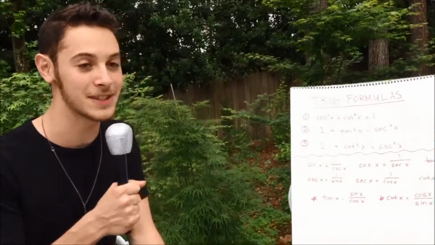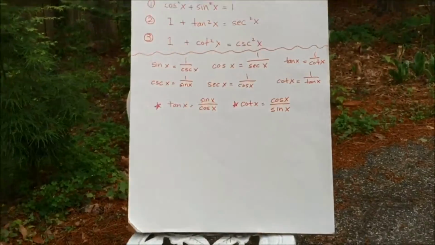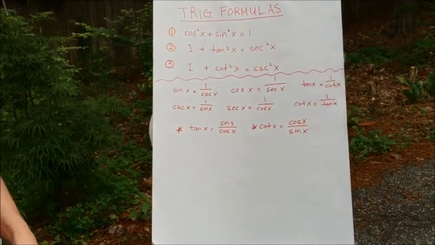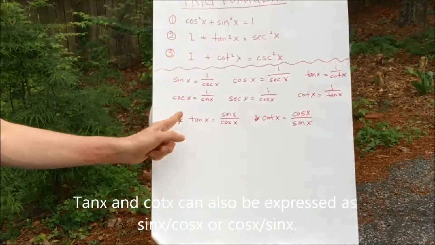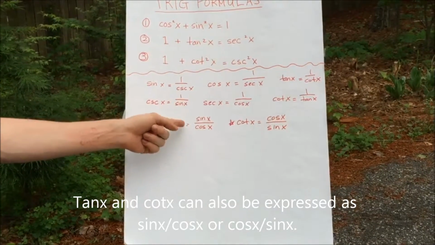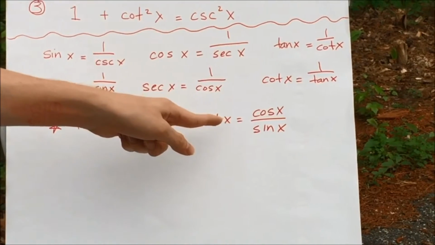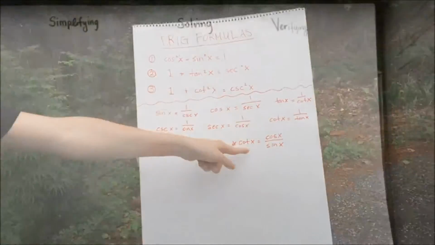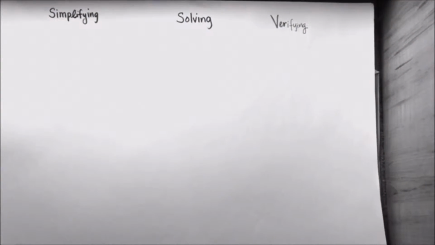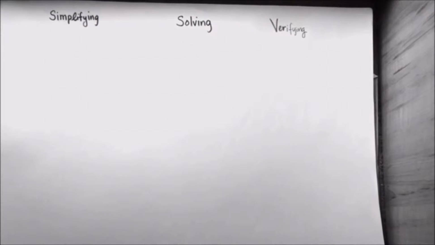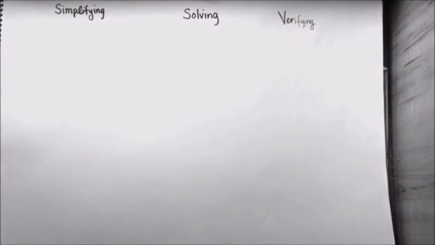Now the most important ones that people just don't seem to get, including Michelle and me and everyone, is tan x equals sine x over cosine x. Cotangent x equals cosine x over sine x. We're going to be showing you 3 examples: simplifying, solving, and verifying trigs.